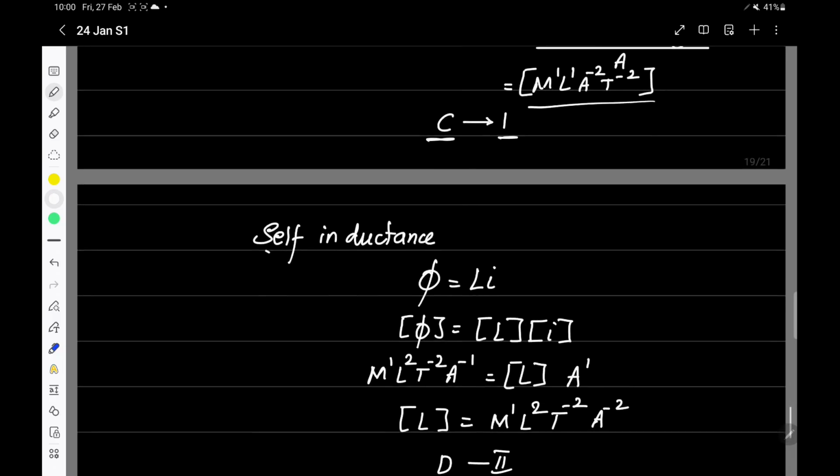Finally you have self-inductance. Here we will use the definition of magnetic flux. Magnetic flux is self-inductance into current. So self-inductance will be the dimension of magnetic flux divided by the dimension of current. The dimension of magnetic flux we have already got in the B section of list 1. So we will substitute the magnetic flux dimension and current dimension, and you will get the dimensions of self-inductance as M power 1, L power 2, T power minus 2, A power minus 2.